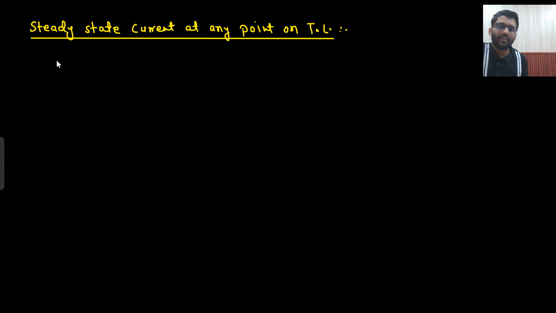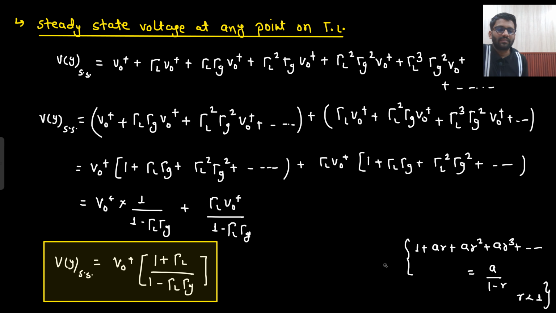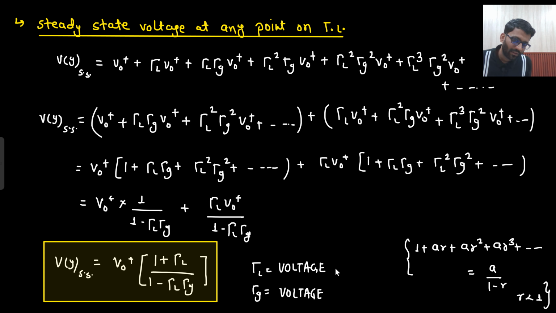Now what will be your current? So the current expression would be written as I naught plus, and certainly you will get the same expression, just in place of gamma L, what do you need to replace? Minus gamma L. Because what is gamma L? Gamma L is the voltage reflection coefficient. This is at the load end and this is at the source end.